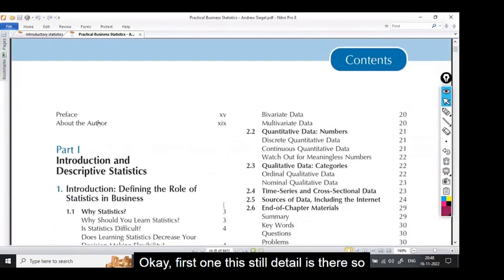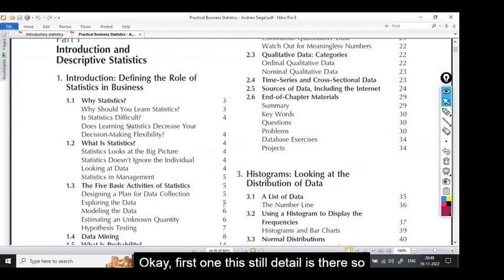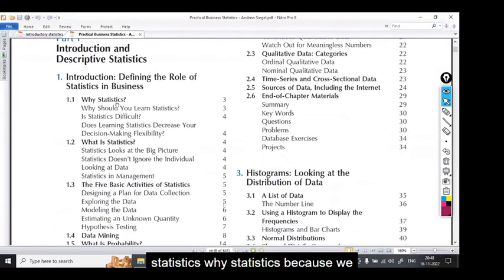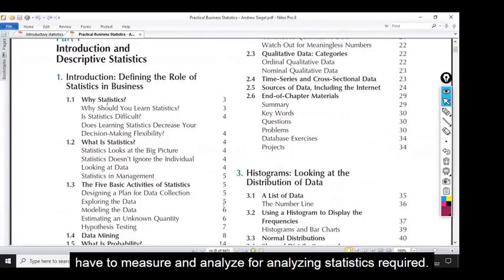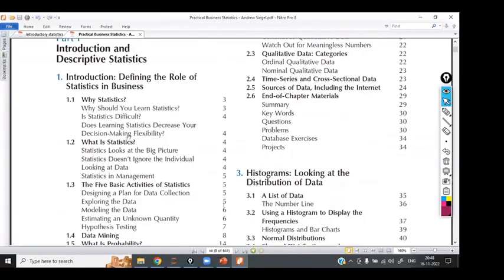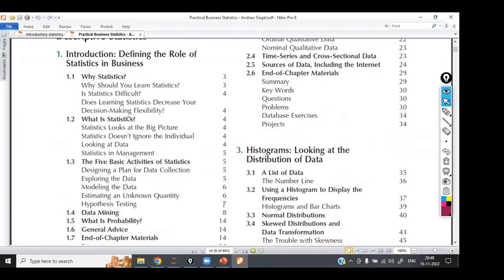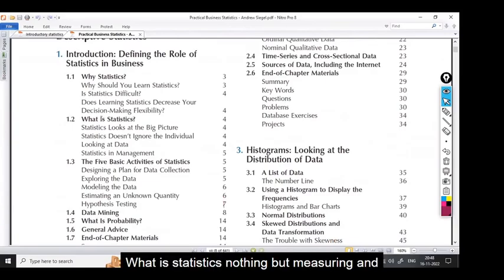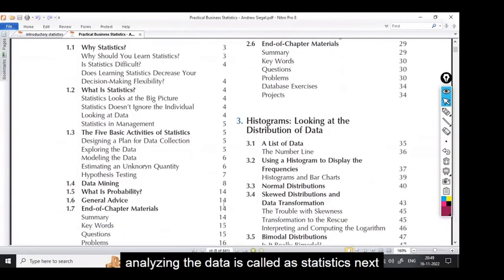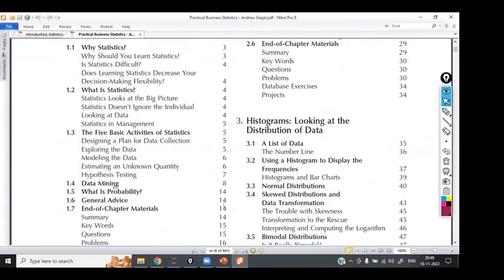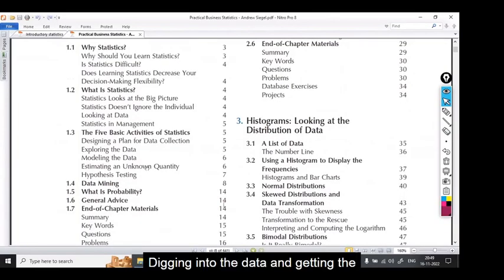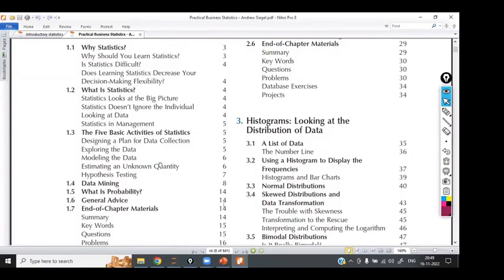Okay, first one, this is still in detail. So statistics, why statistics? Because we have to measure and analyze. For analyzing, statistics is required. And next, what is statistics? Nothing but measuring and analyzing the data is called statistics. Next, what is meant by data mining? Digging into the data and getting the useful information in the data.